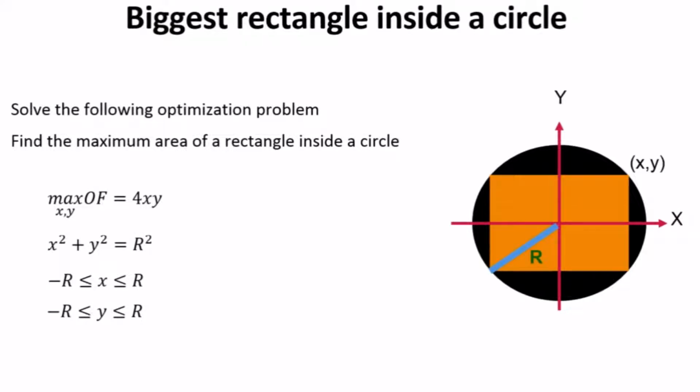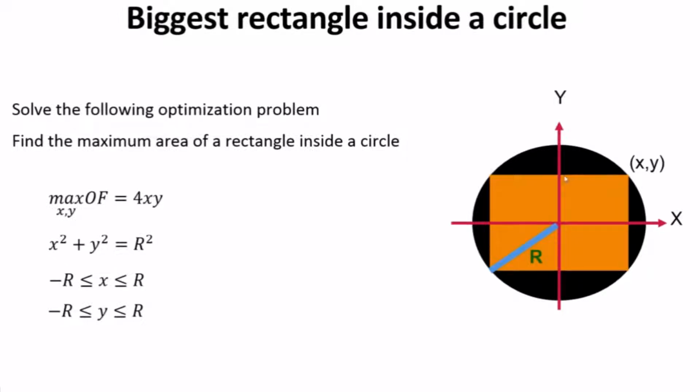In this optimization problem, we are going to solve the problem of the biggest rectangle inside a circle. So we have a circle with radius r, and we want to find out what is the maximum area of a rectangle inside that circle. In order to solve the problem, we have to formulate it mathematically. Now let's talk about how we can do this.